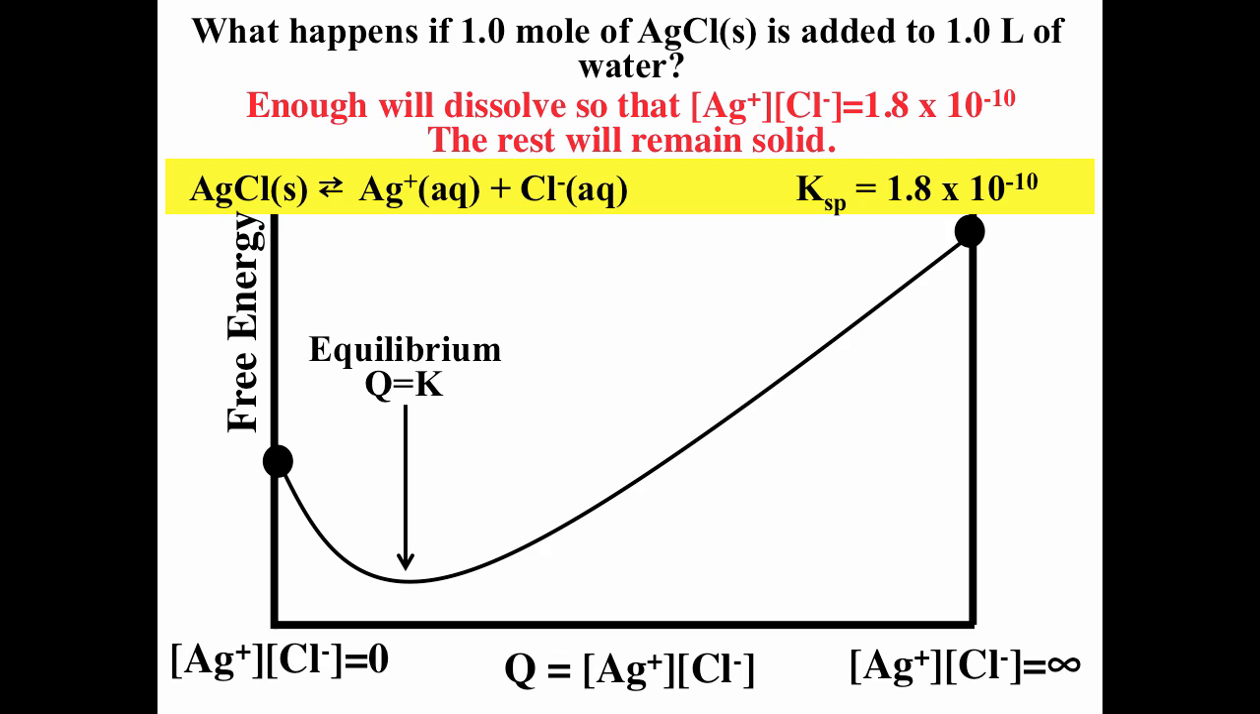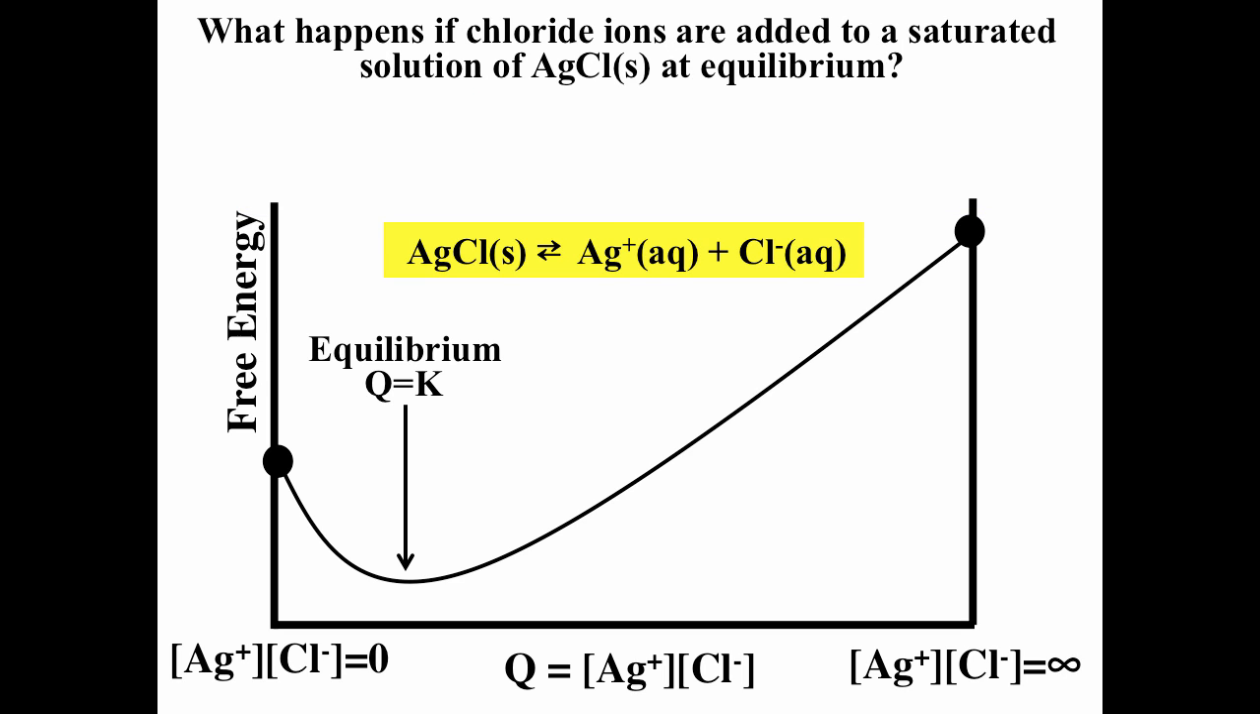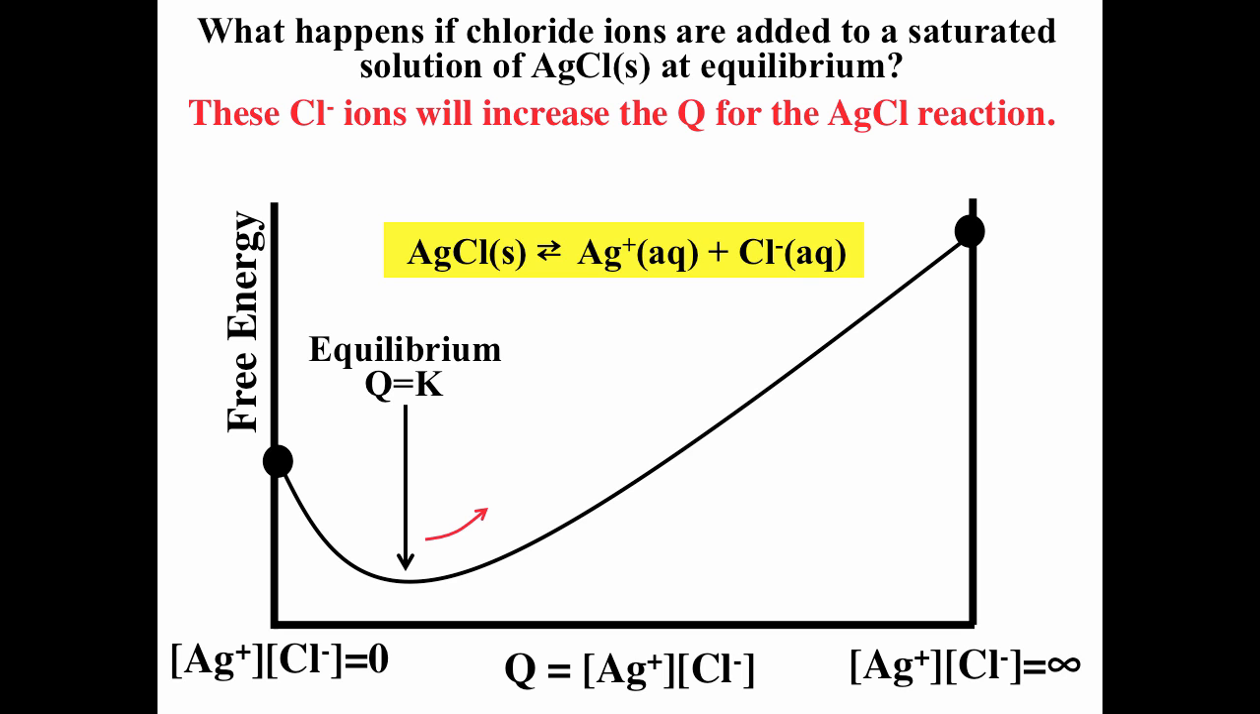And so we can imagine that we have the system at equilibrium. We have the saturated solution, which again means that Q equals K. And then we add some chloride ions, maybe adding some sodium chloride solid. What happens right after we add the sodium chloride? Well, Q, given at the bottom of the screen, is equal to the silver ion concentration times the chloride ion concentration. Immediately after we add the chloride ions, Q should increase. So we kind of push the boulder up to the right.